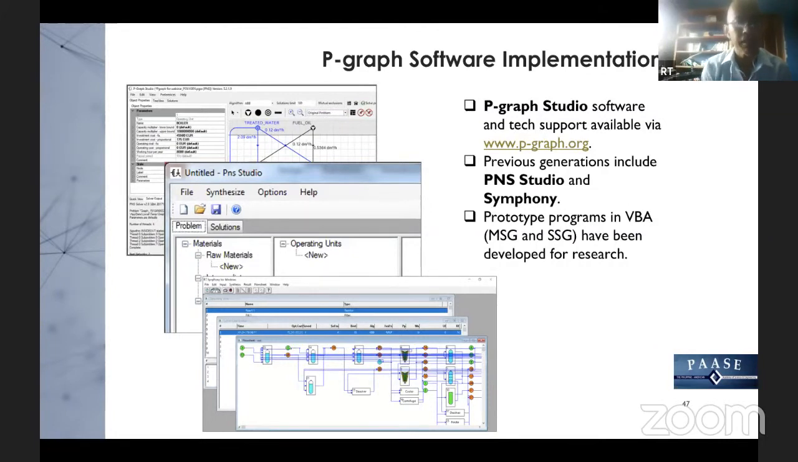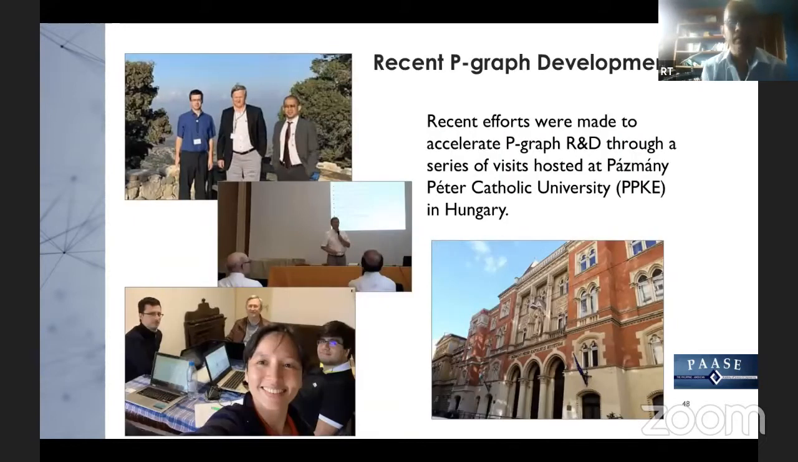In the next slide, which is perhaps my last slide, I just want to say that the core pGraph team is currently based in Pázmány Péter Catholic University, which is in the heart of Budapest in Hungary.